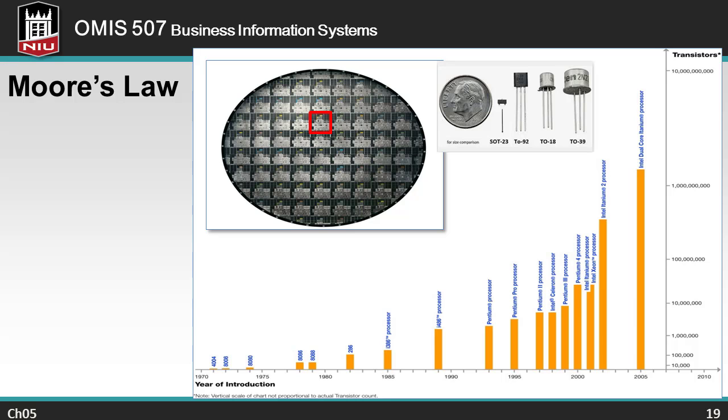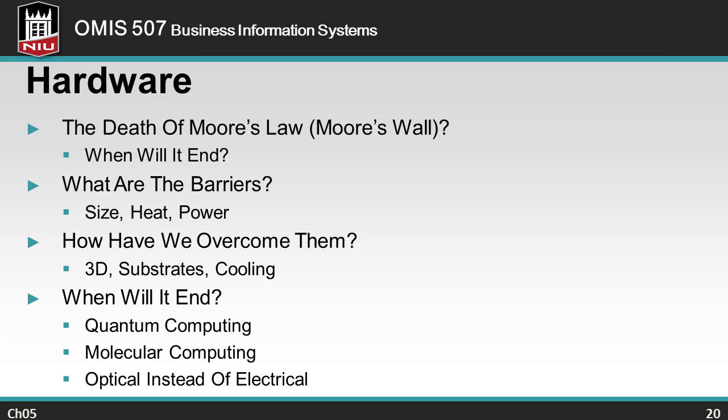Is there a limit to Moore's Law? Many believe that the laws of physics represent a real barrier. This is known as Moore's Wall. The limits are created by the limits of technology, heat, and power. New technologies, materials, and methods are being applied to continue the growth.